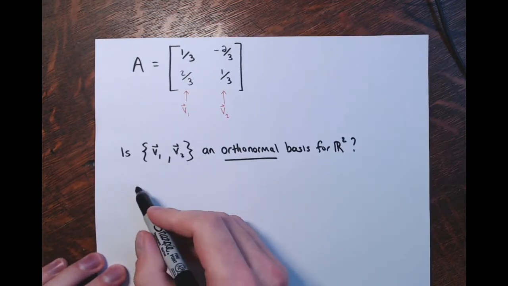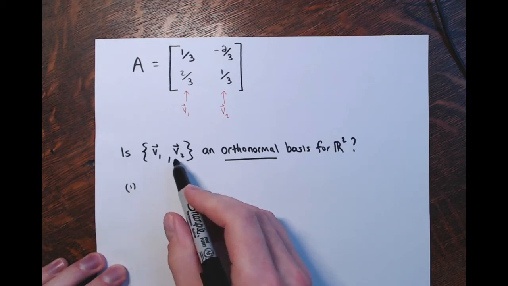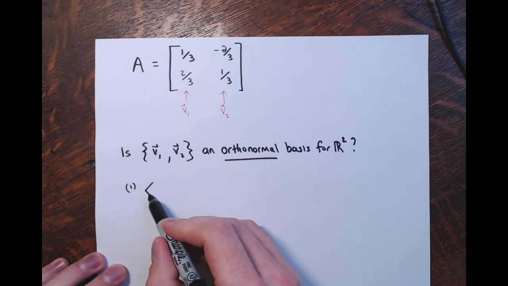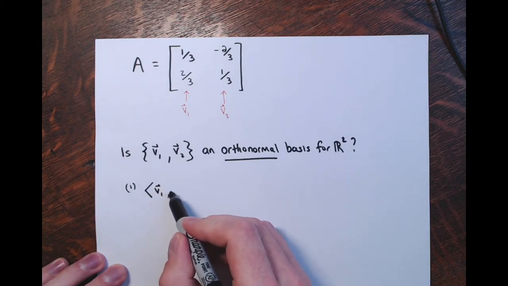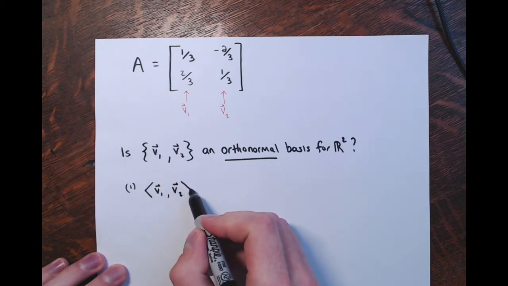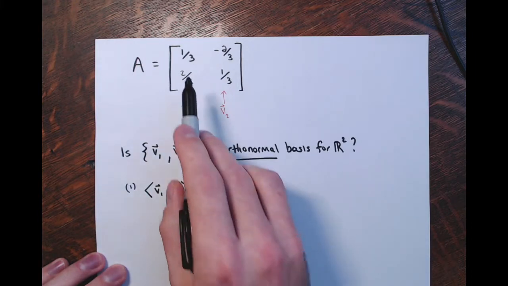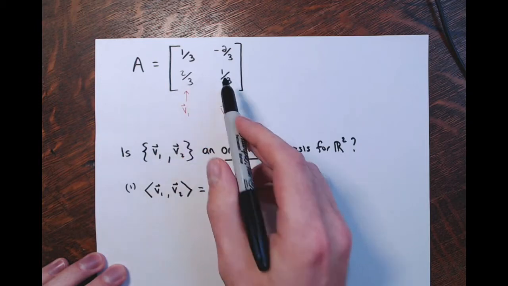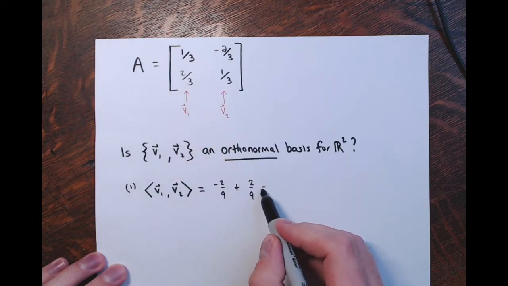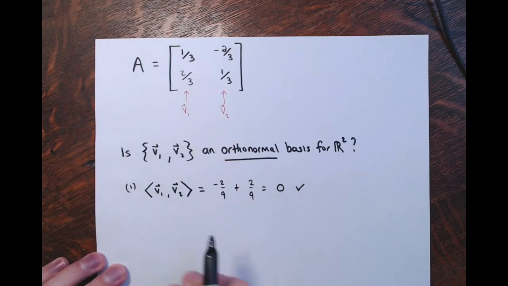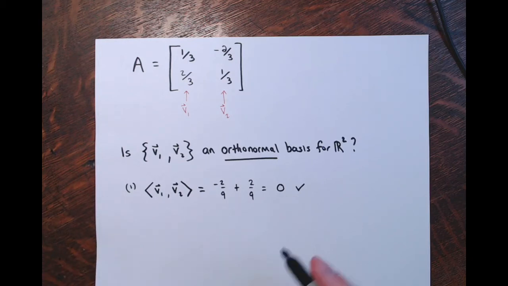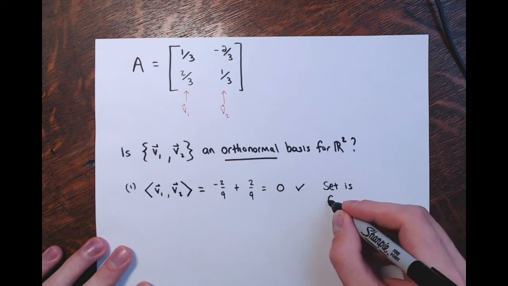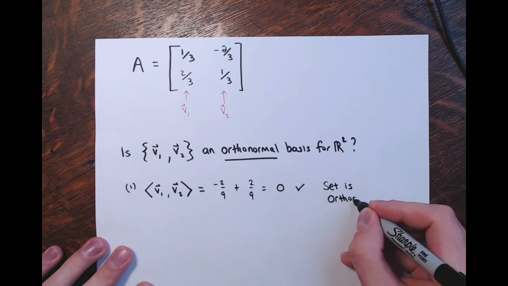So let's check. One, is the set orthogonal? First off, is every pair of vectors orthogonal? I'm going to take the inner product of v1 with v2, which is just the dot product. So that'd be negative 2/9 plus positive 2/9. That's 0, so great. And that's the only pair of vectors in there. So the set is orthogonal, but that's only half the battle.